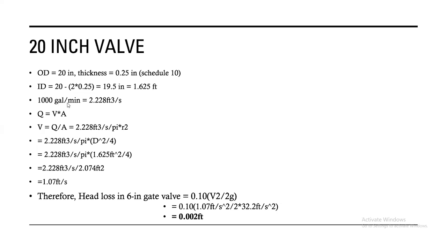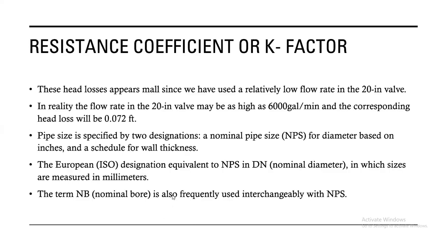Then our volumetric flow rate, you get that as before. Do your substitution, you get that. Therefore, head loss is 0.1 by V squared, which is 1.07 squared by that, which is 0.02 feet. So the head loss appears small since we have used a relatively low flow rate in the 20-inch valve. Usually it will be higher.